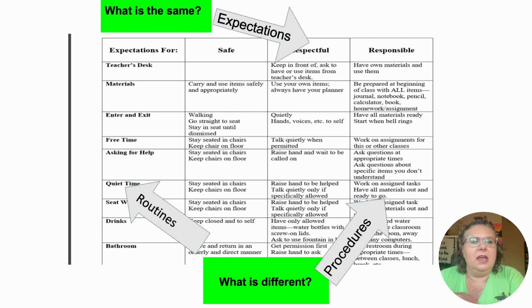So if our expectations are safe, respectful, and responsible, then what are the big routines? What are the big sections? Instead of having school-wide events, we've got entering and exiting the classroom. We've got quiet time. We've got going to the bathroom. Okay. What are the routines? And then in those smaller sections, you can see these are the procedures that we're going to use to go through those routines. Does that help? Hopefully that helps make a little bit more sense what we're looking for with that grid.